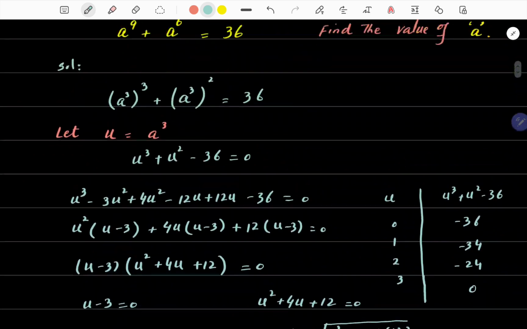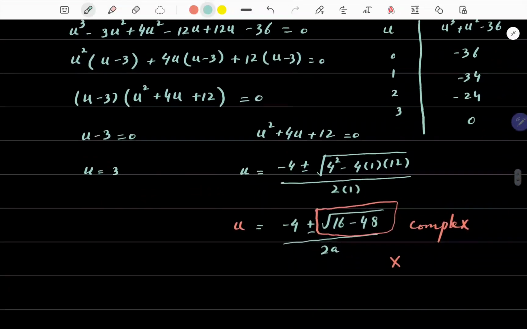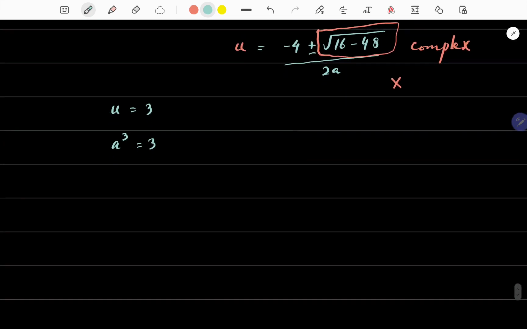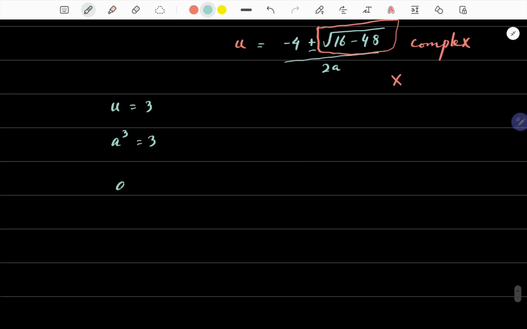So since we have substituted u is equal to a cube, u is equal to 3 means a cube is equal to 3, and from here we can write a is equal to 3 power 1 by 3, which can be written as the cube root of 3, which is the required answer.